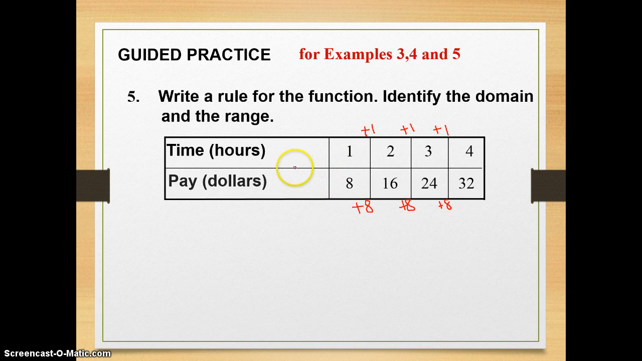So your domain in this example are your values 1, 2, 3, and 4. Your range values are 8, 16, 24, and 32.